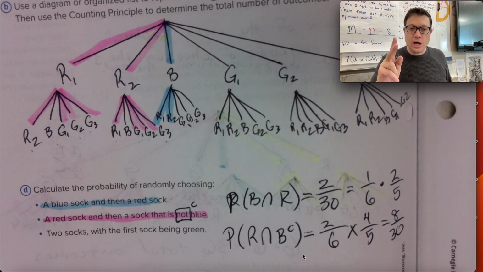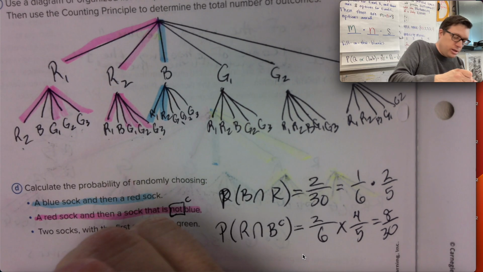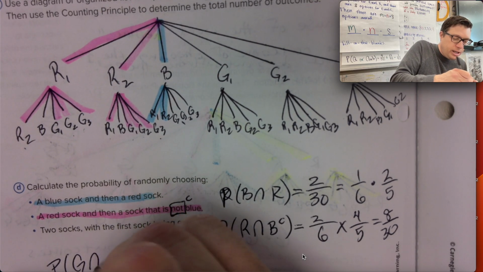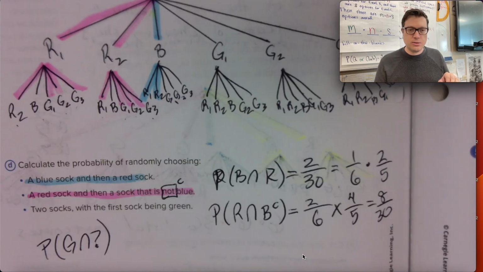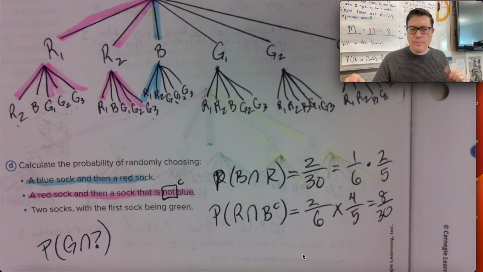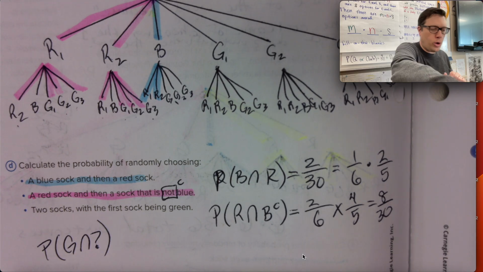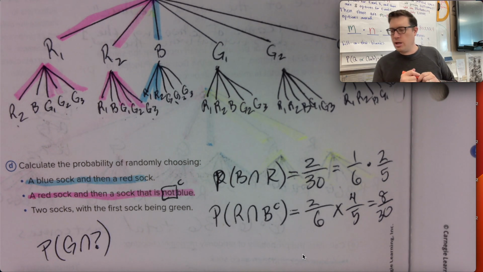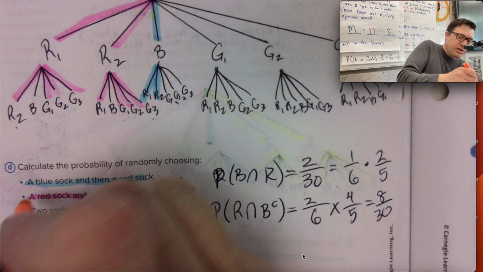Last one, 2 socks with the first sock being green. So the probability of green and something else, right? So I use question mark. There might be another arrangement for that. Let's bring in orange. Okay, I don't have green. I'd use green if I had green. I don't have a green highlighter.